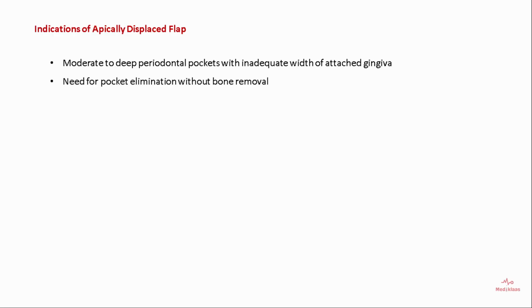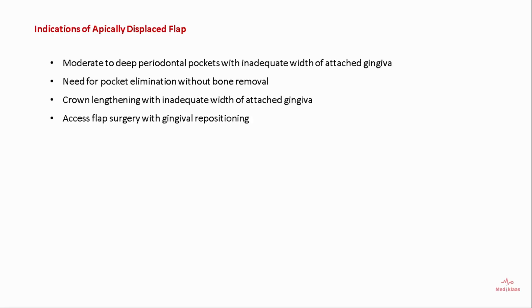So what are the indications of apically displaced flap? It is indicated in moderate to deep periodontal pockets with inadequate width of attached gingiva, when there is a need for pocket elimination without bone removal, crown lengthening with inadequate width of attached gingiva, and as an access flap surgery with gingival repositioning in an apical position.